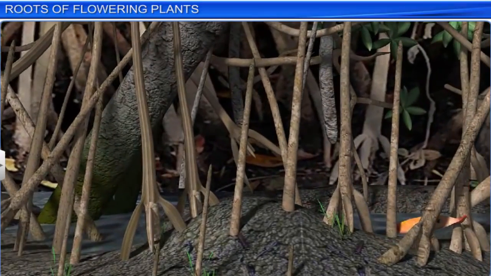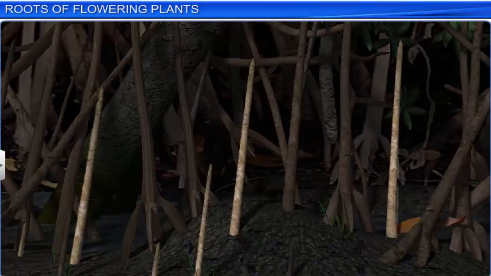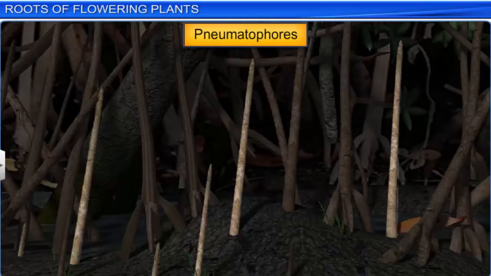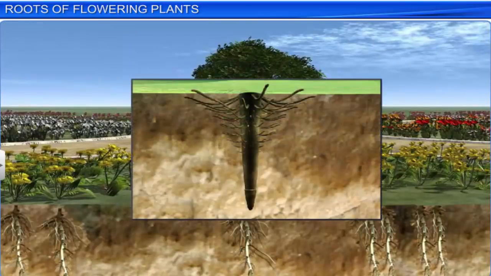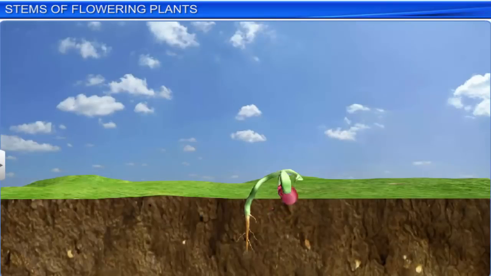Roots also modify themselves to help get oxygen for respiration. Such roots are called pneumatophores and are seen in plants like rhizophora that grow in swampy areas. Therefore, the root system forms an important part of a flowering plant.